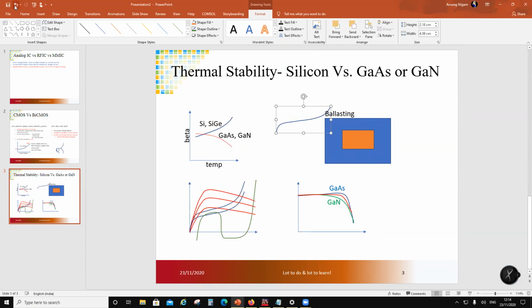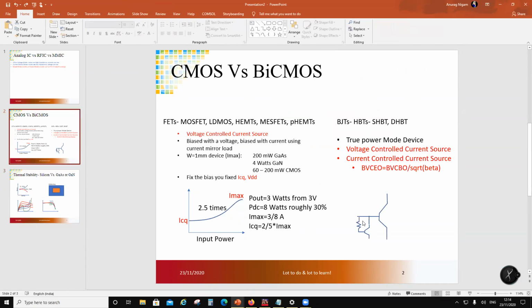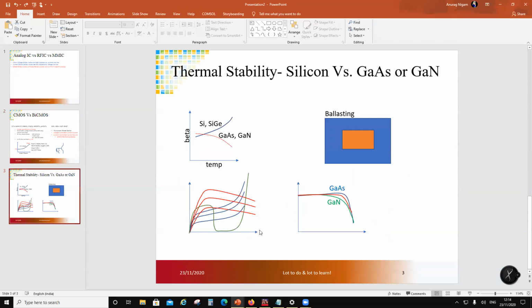So you understand that you do this for breakdown voltage, but then you do ballasting for the thermal stability. This is what happens with silicon germanium, not with GaAs or GaN. But then you can compare the compression characteristics of GaAs, GaN, and CMOS or BiCMOS or SiGe. So that's what's happening.